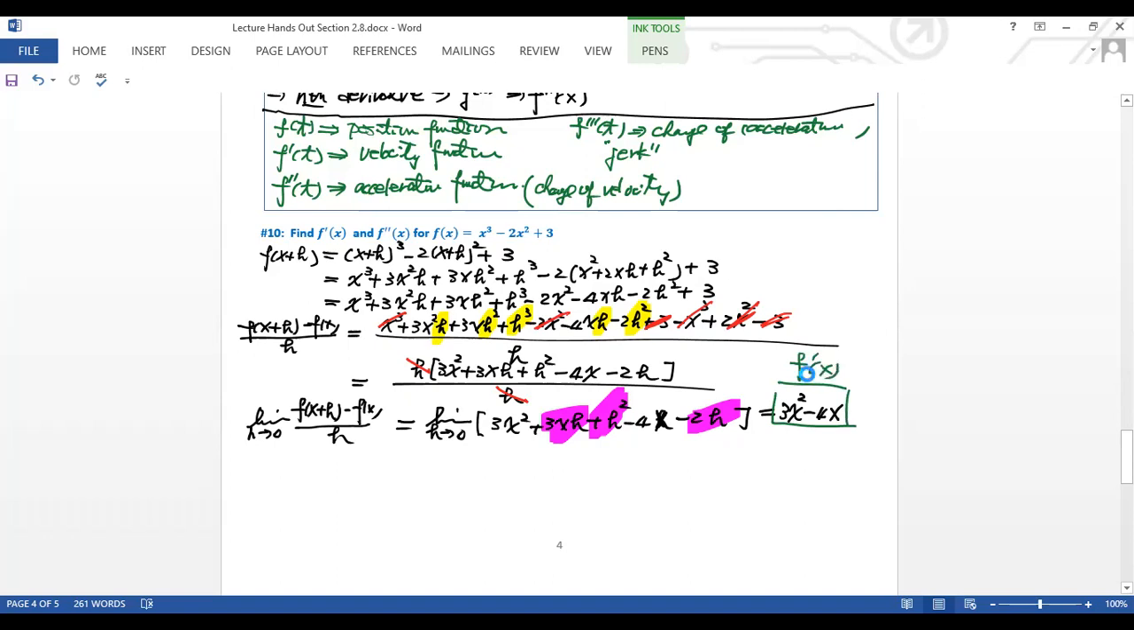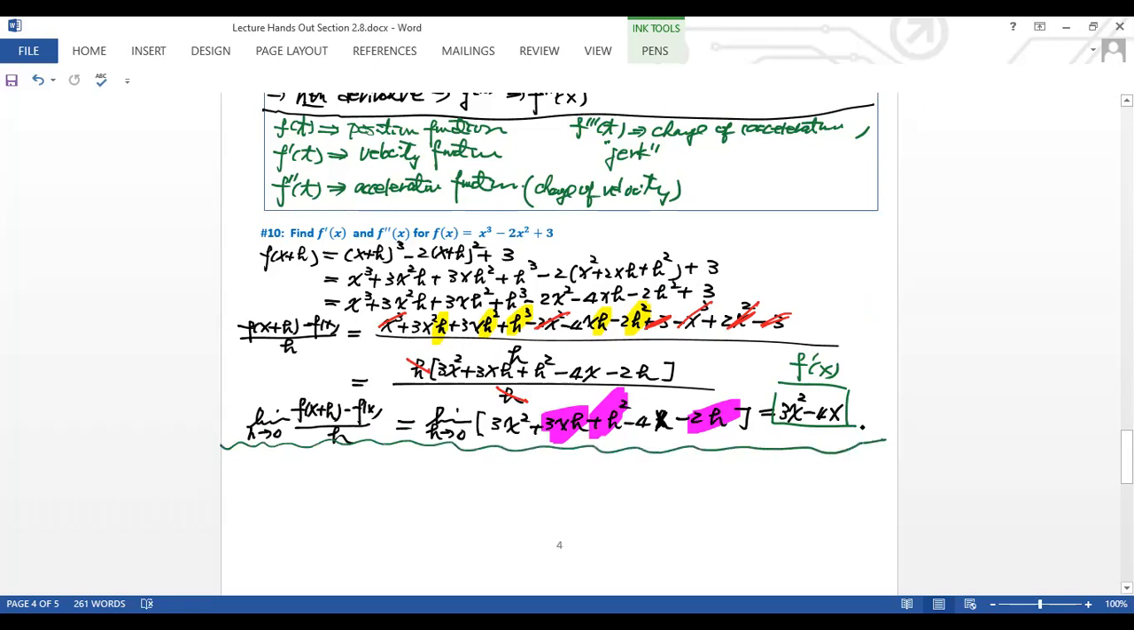F prime x. You say, oh my gosh, that is a lot of algebra. That's true, right? And that's why in the next units, we're going to show you some very easy formulas, and you can get those derivatives very easily. But right now, we don't know that yet. So we have to use our definitions here. Okay, so now this is f prime x. We know that.